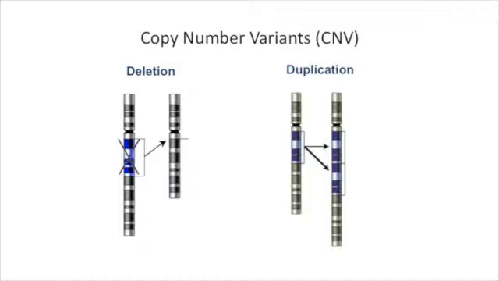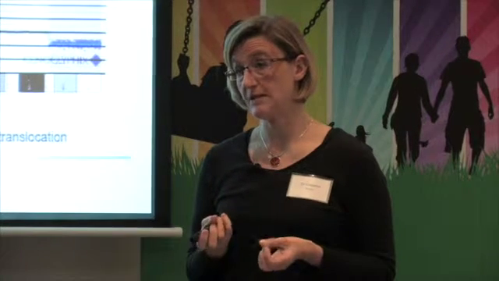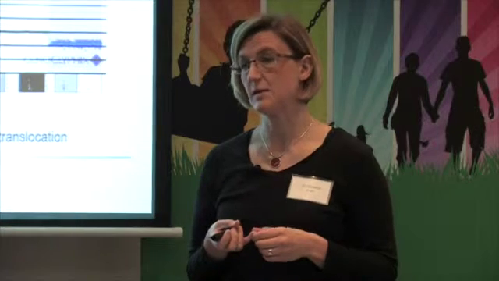So as I said, copy number variants are important. Some of them are benign, so we all have differences in our DNA, that's what makes us different, but some of them are associated with conditions. So in the interest of time, I might just go quickly through this, but essentially this chromosome test is good for deletions and duplications. But it doesn't detect balanced translocations and it doesn't detect single gene conditions. This chromosome test is usually done on a blood sample and results usually take about 6 weeks.